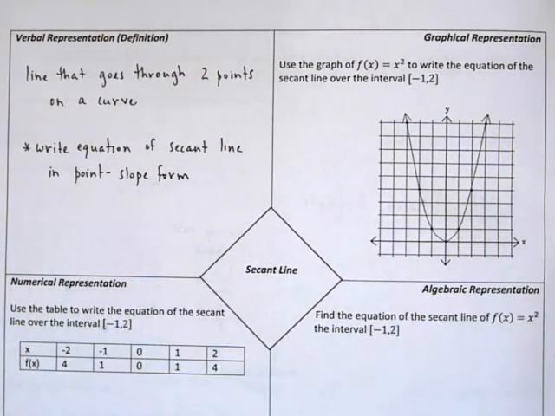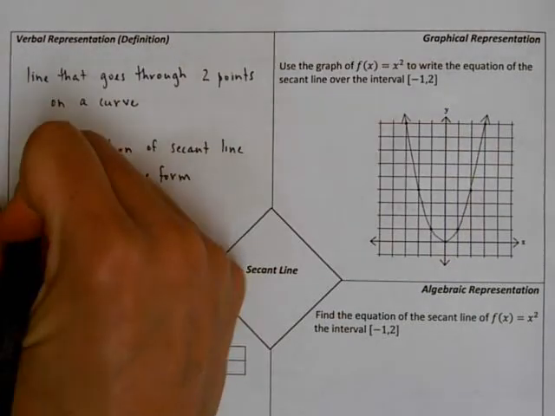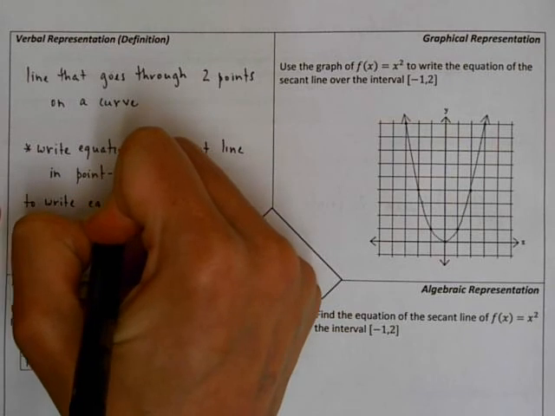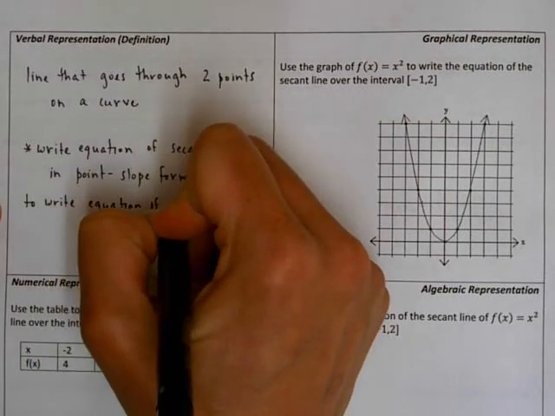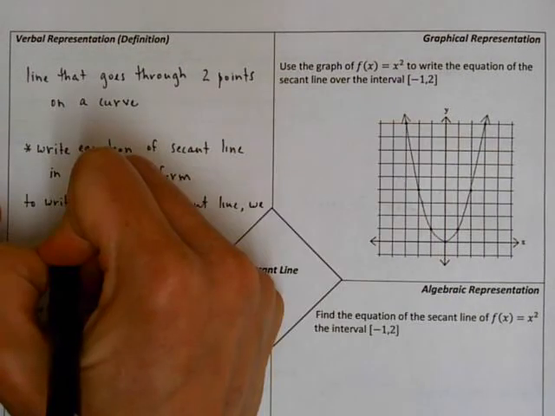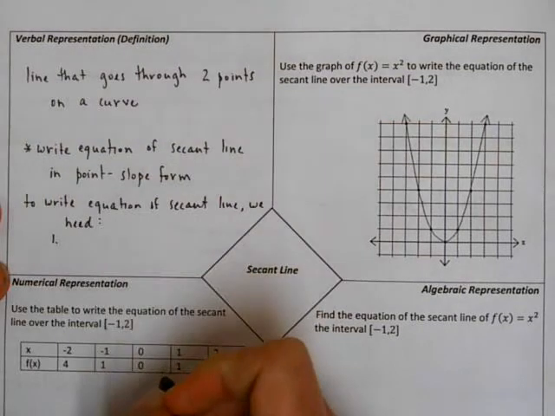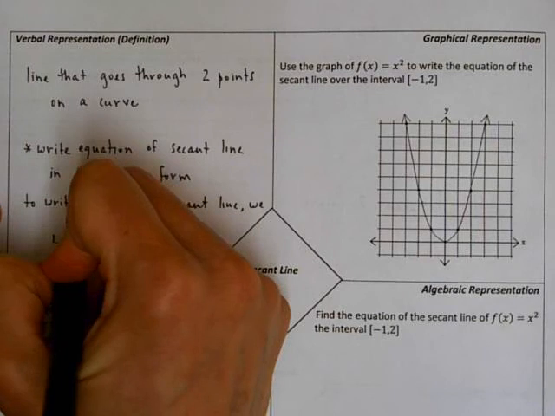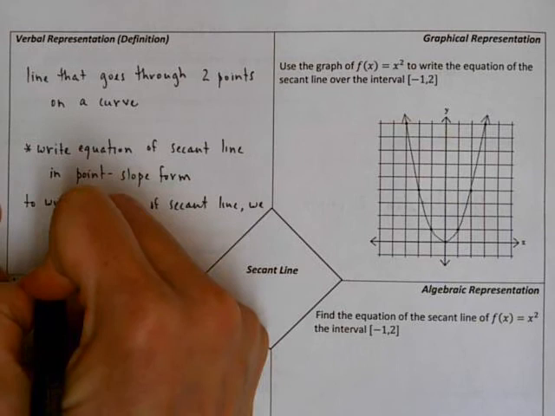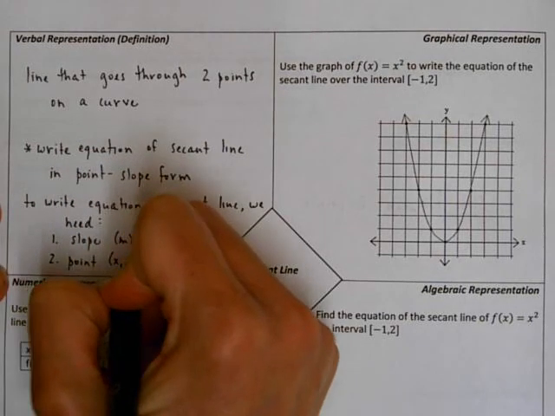So whenever I'm asked to write the equation of a secant line, I'm going to need 2 things. So to write the equation of the secant line, we need 2 things. The first is a slope, and we're going to call that M, and the second is a point. And we can refer to that as x1, y1.